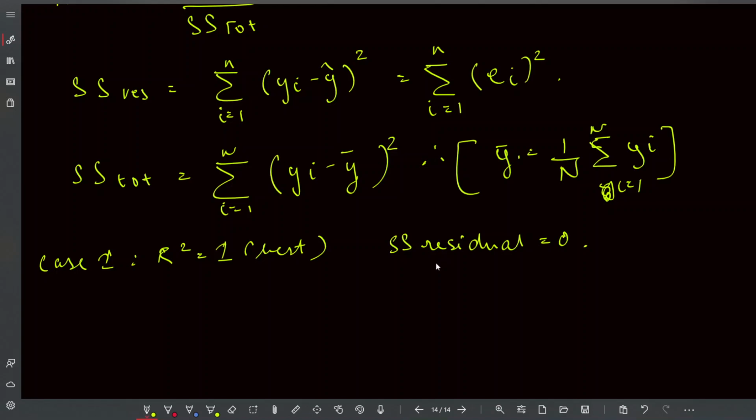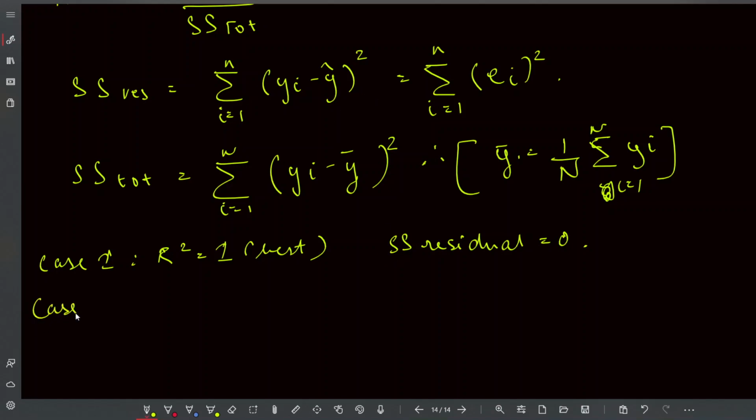So what does SS residual equal to 0 mean? It basically means that my model performed so well that every value it predicted was exactly equal to the regressor value of each and every data point that I have. It performed very well. R square of 1 is a very good value. You usually don't get this in real world data sets. But if it's equal to 1, that means I don't have any errors in my predicted values. So that's case 1.